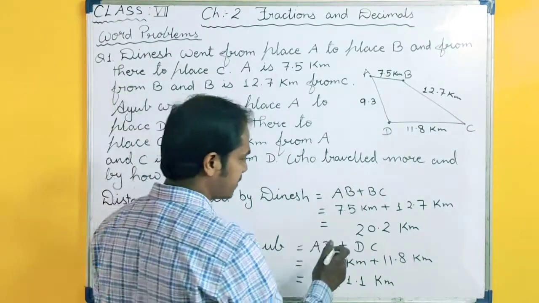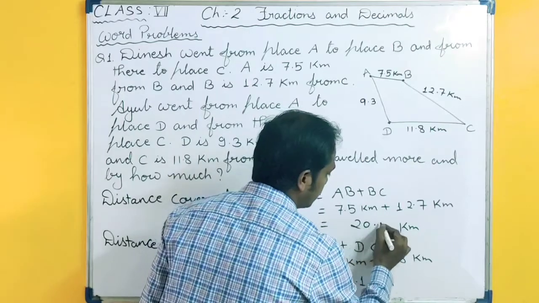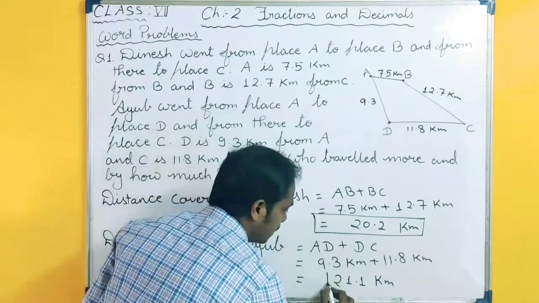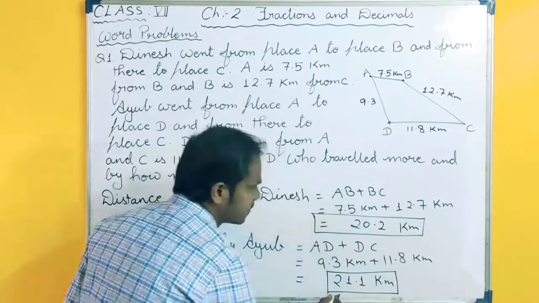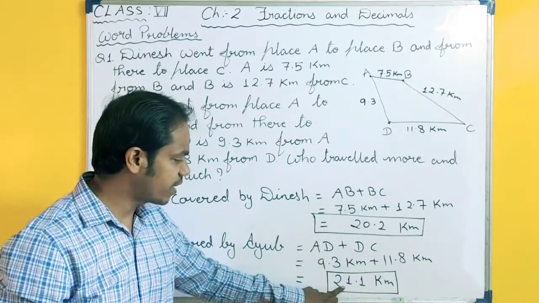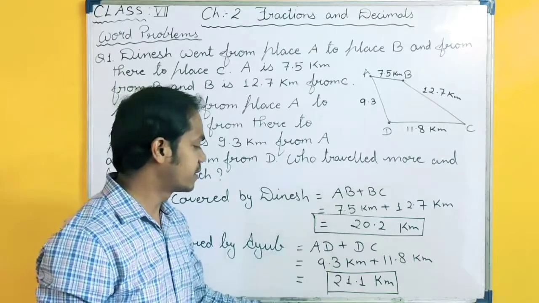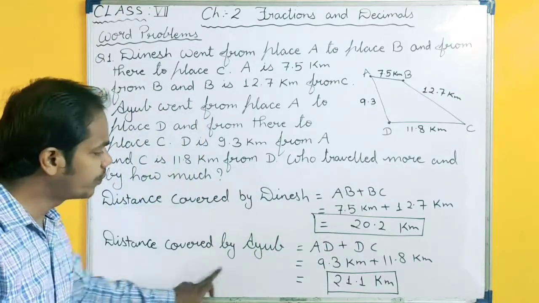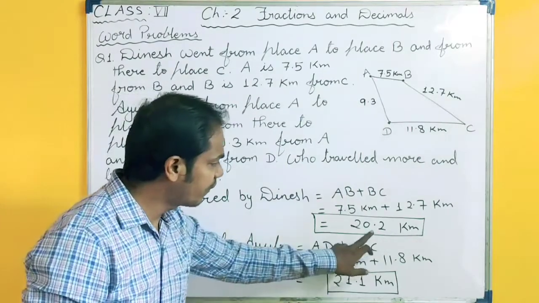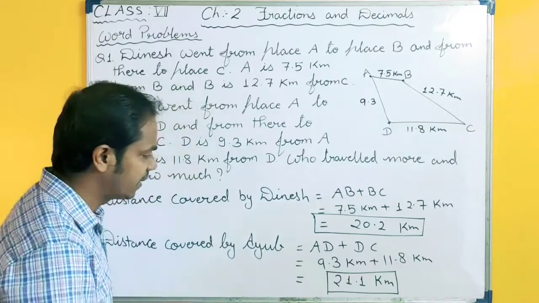When you compare this, the distance covered by Dinesh is 20.2 kilometer and the distance covered by Ayub is 21.1, which is greater. So who travelled more? Ayub travelled more, and by how much? To find how much, we will find the difference between these two. We will subtract both the digits.